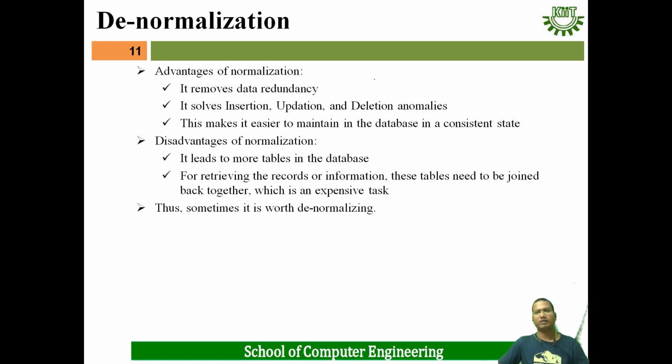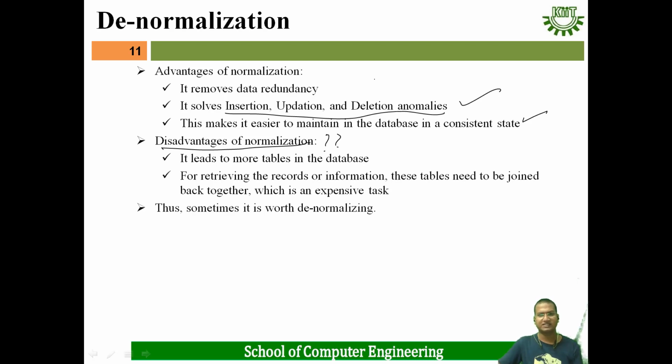Denormalization. Advantages of normalization: it removes data redundancy, it solves insertion, updation, and deletion anomalies. Already we have seen this, and this makes it easier to maintain the database in a consistent state. Then what are the disadvantages of normalization? It leads to more tables in the database. This thing we have to consider here. It leads to more tables in the database.